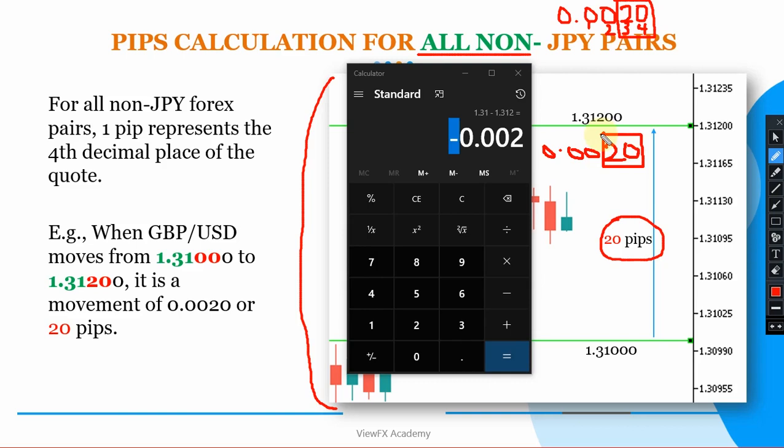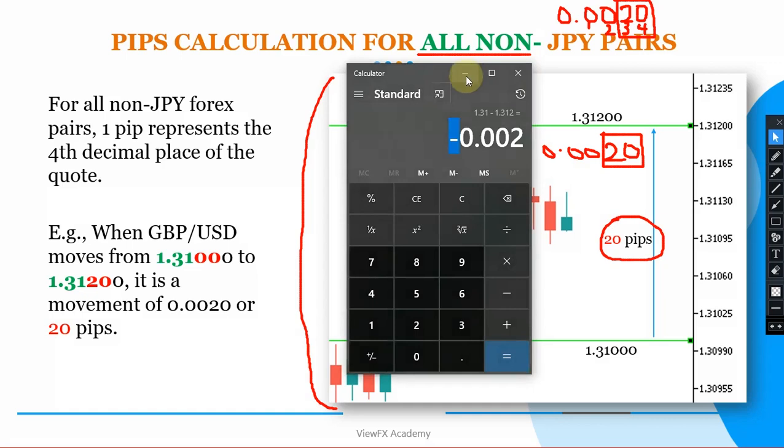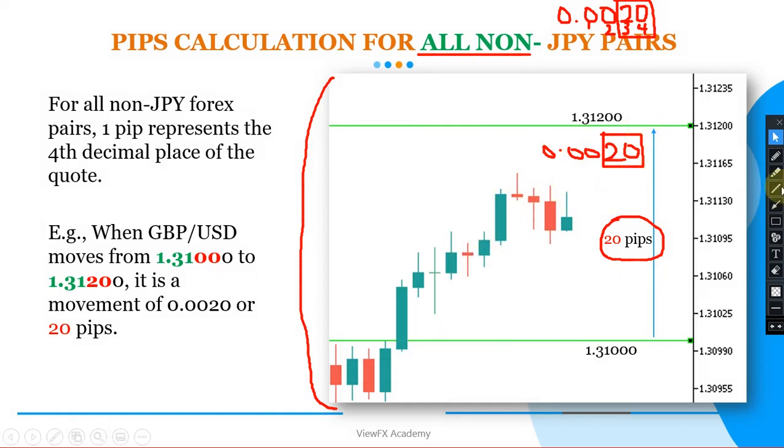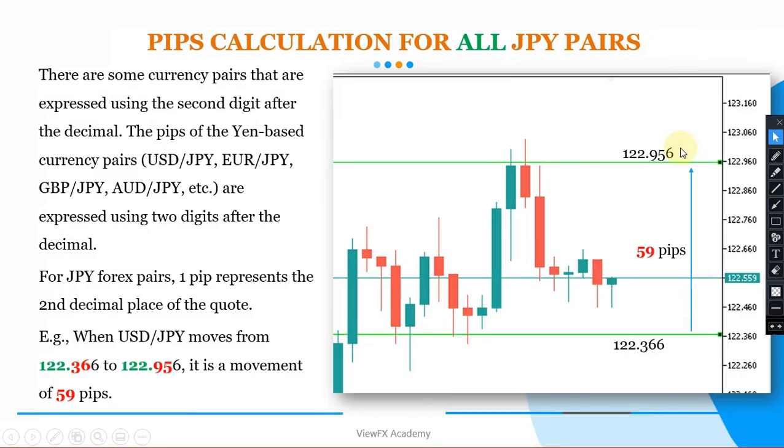So it doesn't matter which one you subtract from the other one. Just know that we don't need the negative sign. Just take the value to the 4th decimal place. And whatever you have there is your pip value. So that's what this place is trying to illustrate to us. So it says that when GBP USD moves from this to this, it's a movement of 20 pips. That is how to check that.